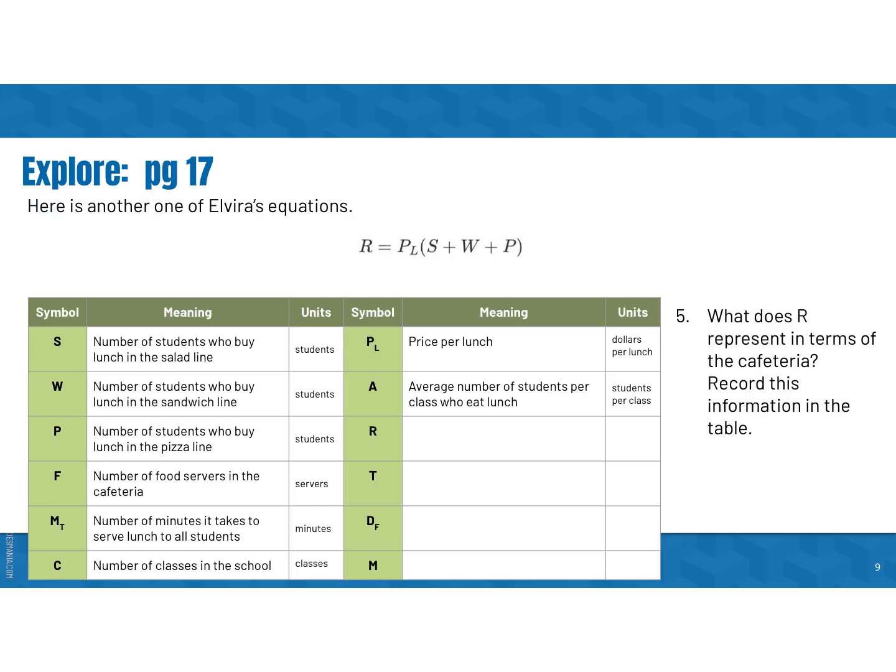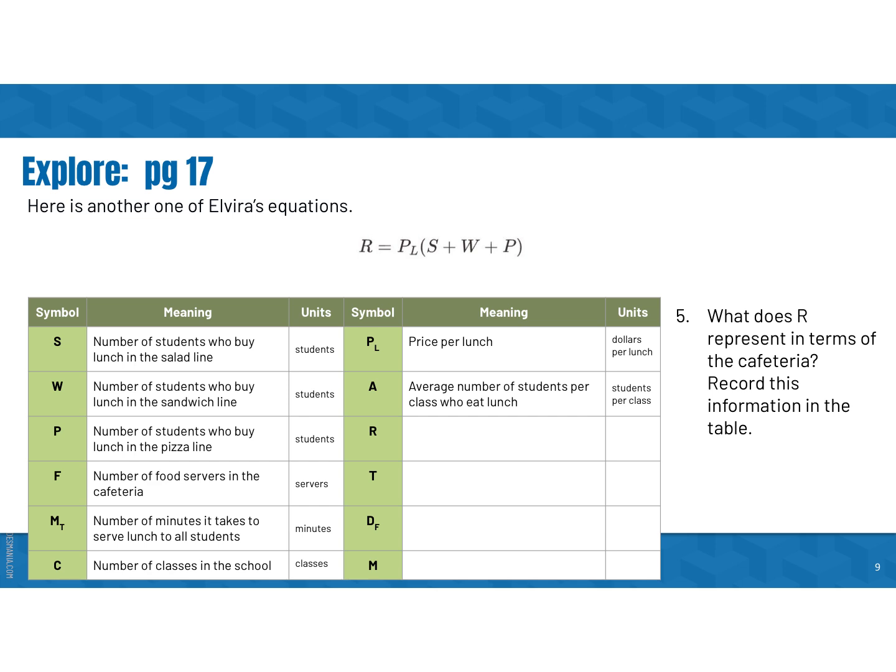All right, so here's another one to go ahead and explore. We have this R equals PL multiplied by S plus W plus P. So we want to figure out, what does all of this actually mean? And so go ahead and pause right now. Think about what this actually means, and then come back to me.